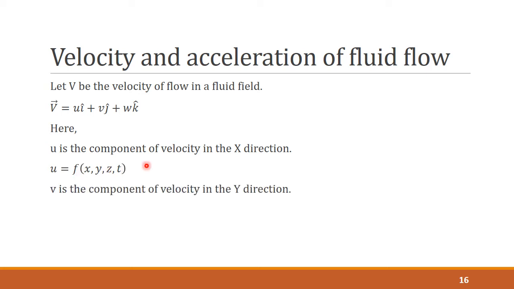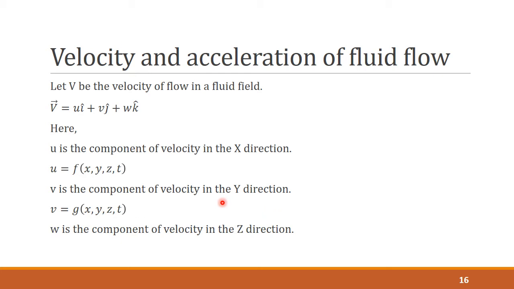v is the component of velocity in the y direction, v j cap, small v, and v is also another function g of x, y, z and t. That is the function of all the three space coordinates as well as time. And w is the component of velocity in the z direction, where w is another function of x, y, z and time. The resultant velocity or the magnitude of the velocity can be obtained as square root of u squared plus v squared plus w squared.